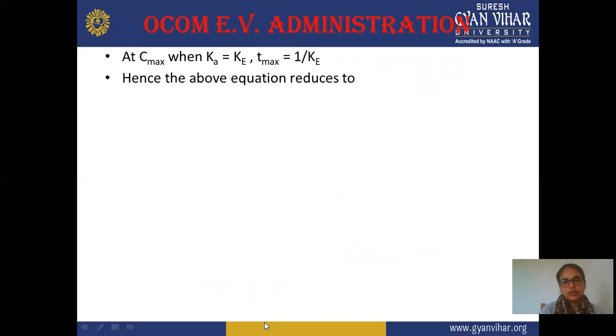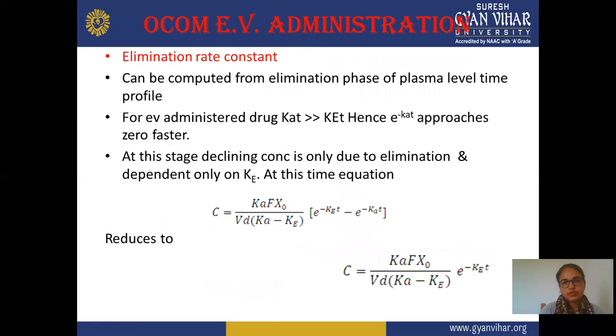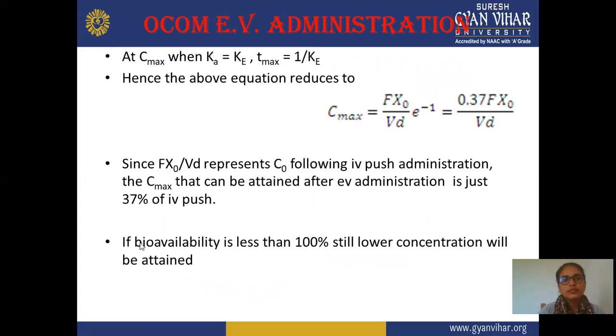Next, in this pharmacokinetic assessment of extravascular administration, at Cmax where Ka is equal to Ke, meaning at maximum concentration or maximum effect of a drug, both absorption and elimination become equal, or both Ka and Ke rate constants become equal. And Tmax is equal to 1 by Ke, or the reciprocal of elimination. The above equation is reduced, or you can simplify it, that is Cmax is equal to F X0 divided by Vd, e to the power minus 1, which is equal to 0.37 F X0 divided by Vd.